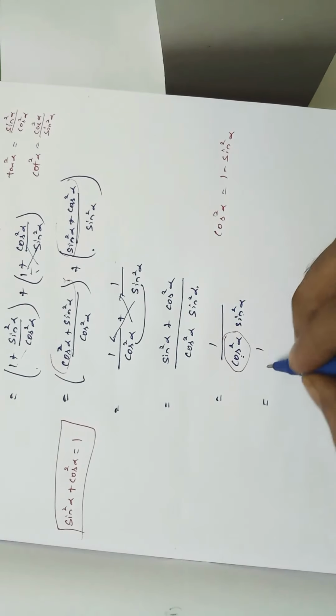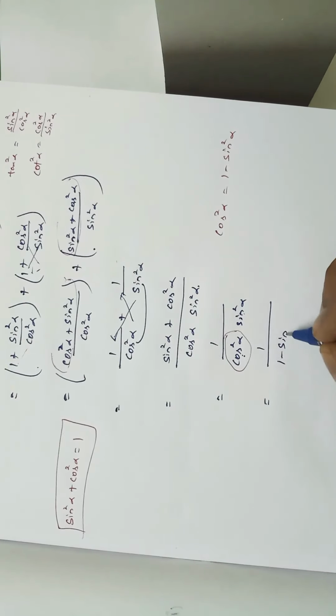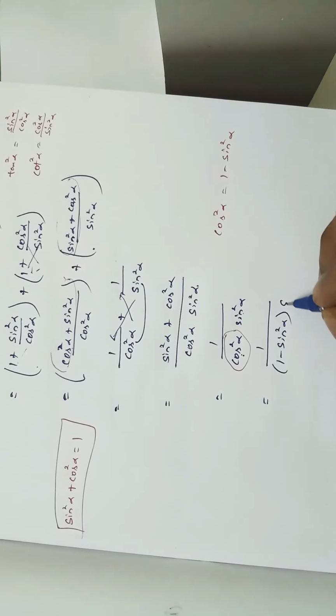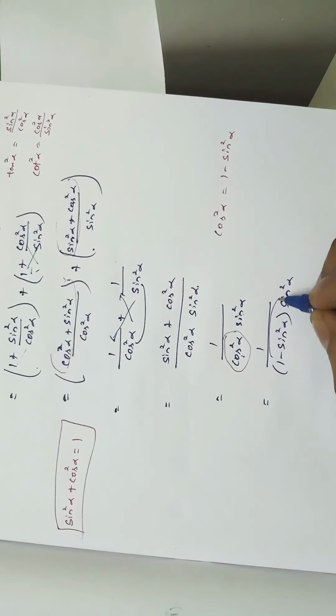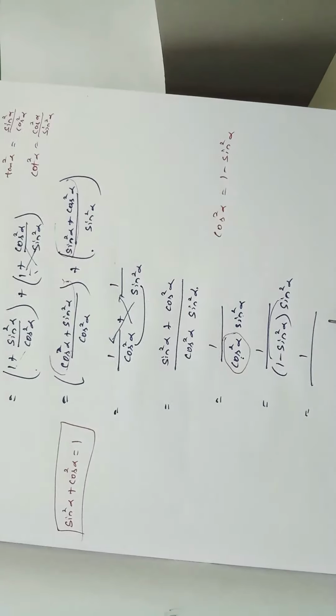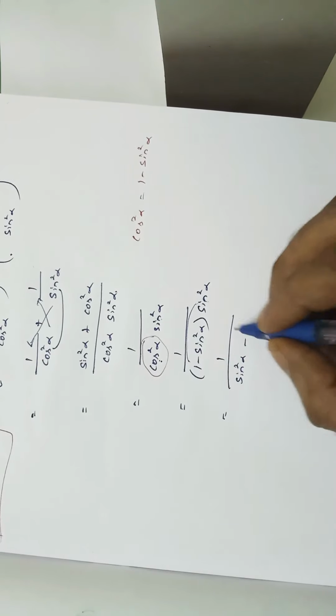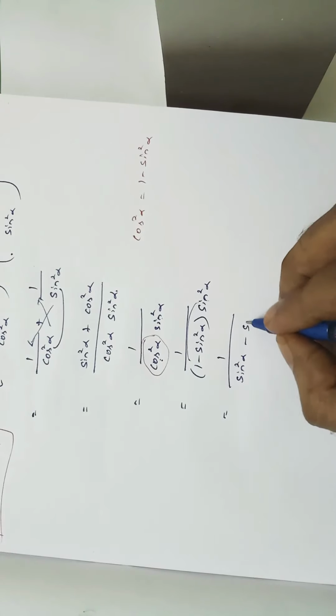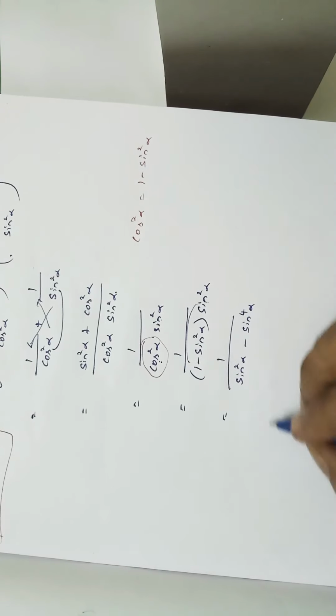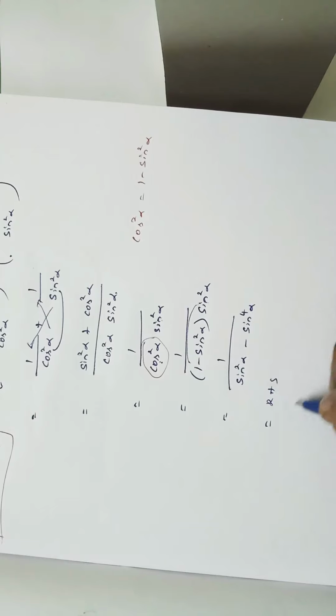It is equal to 1 divided by (1 minus sin square alpha) into sin square alpha. Just multiply inside: 1 divided by 1 into sin square alpha minus sin square alpha into sin square alpha, sin power 4 alpha, which is equal to RHS. Hence proved.